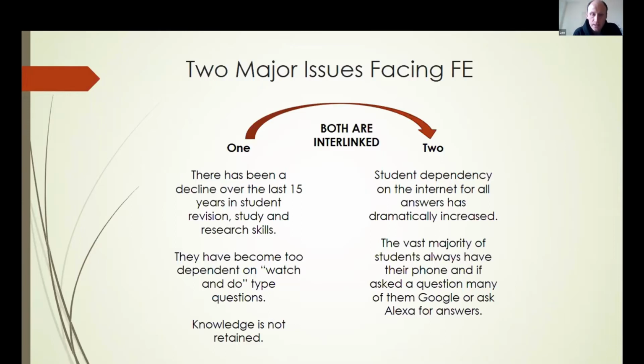Student dependency on the internet is also a big issue in FE. To try and get the students to put their mobile phones down is basically impossible. So we wanted to look at, can we get the students to be less dependent on technology and to start to problem solve and research the issues.